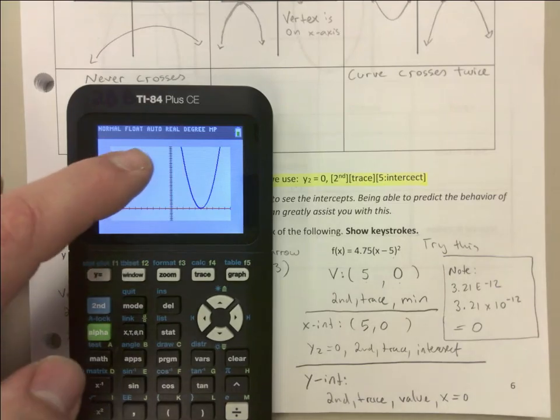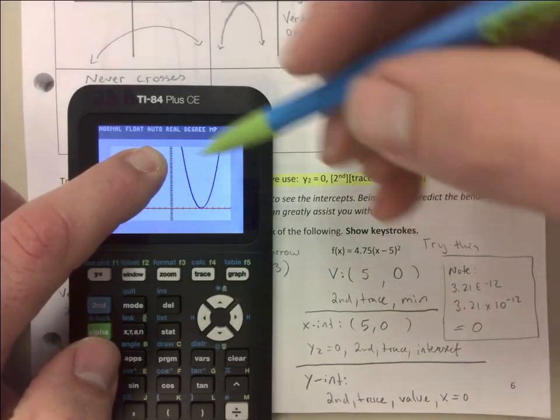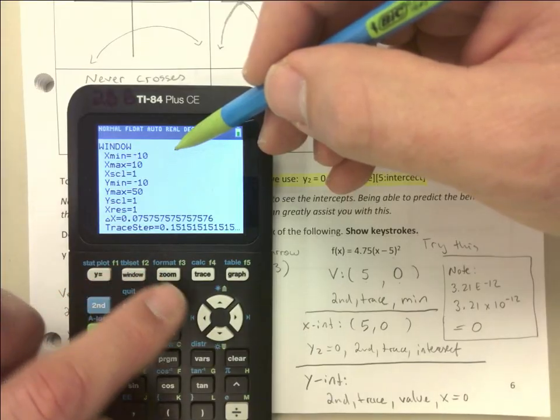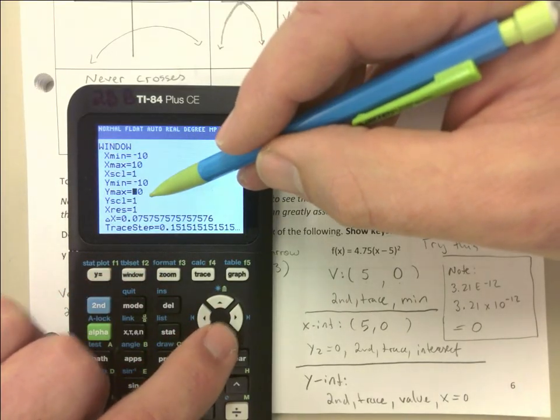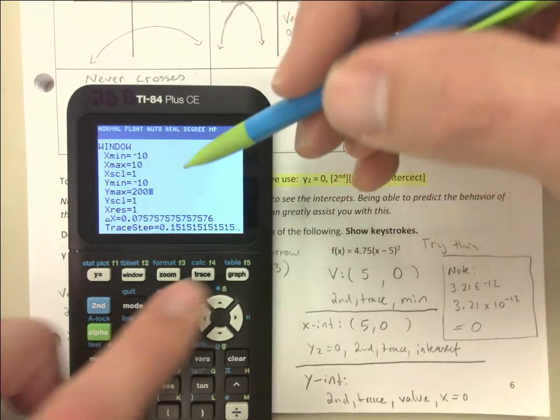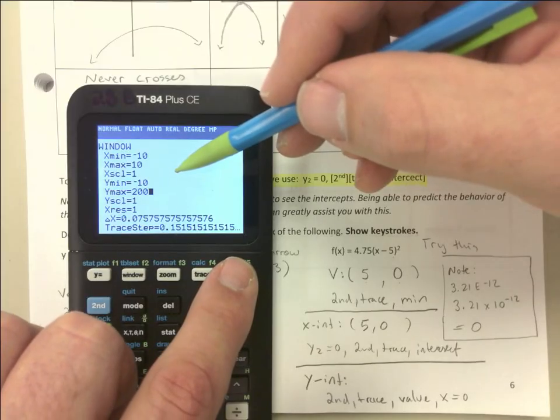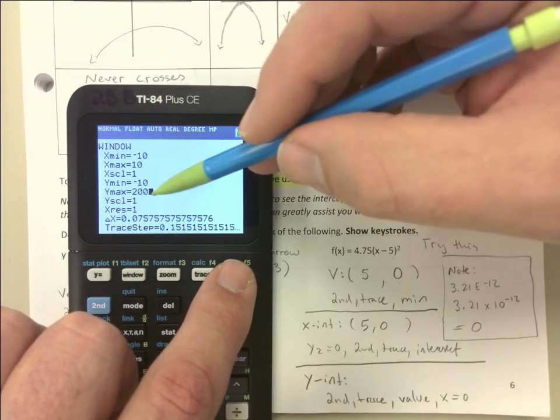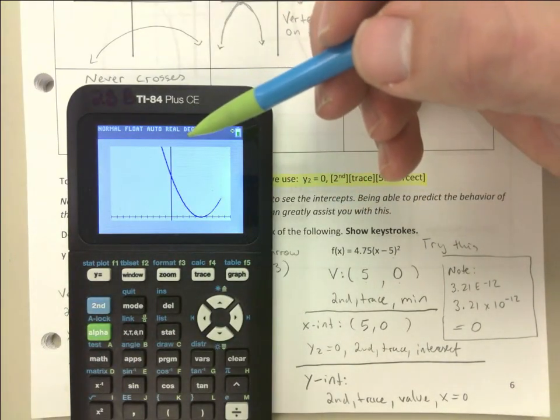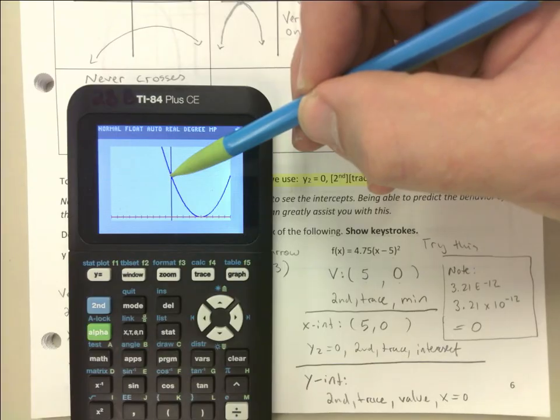Are we seeing it crossing the y-axis? Not yet. Let's increase it even more. Let's go to window. You're going to go to Y-max. And let's go big or go home. So let's go 200. Got it? Press graph again. Y-max, the only thing I'm changing. Do you see it crossing now?